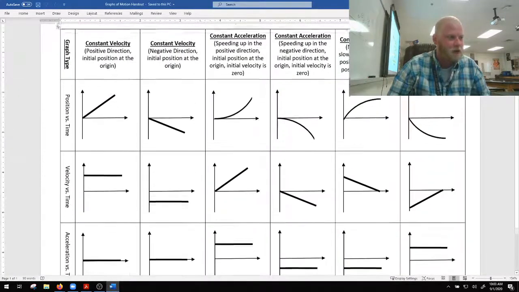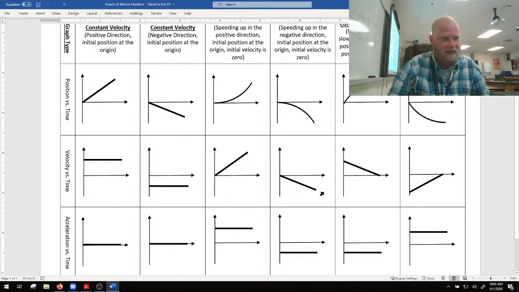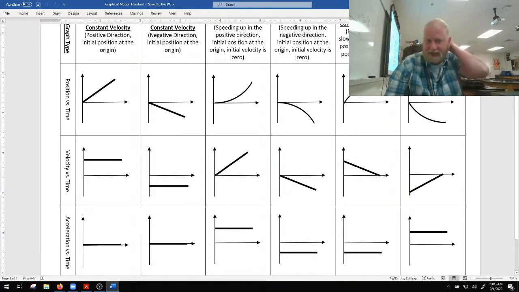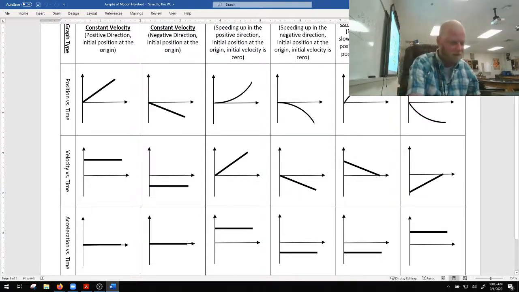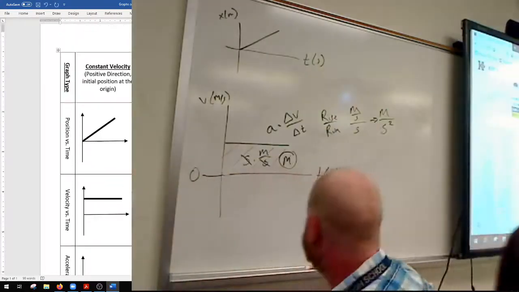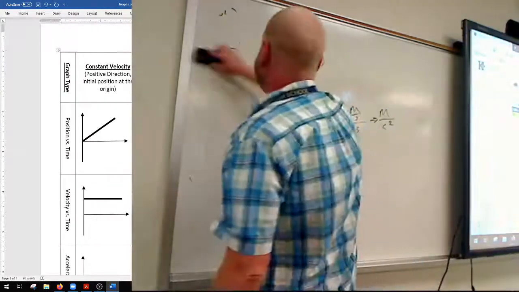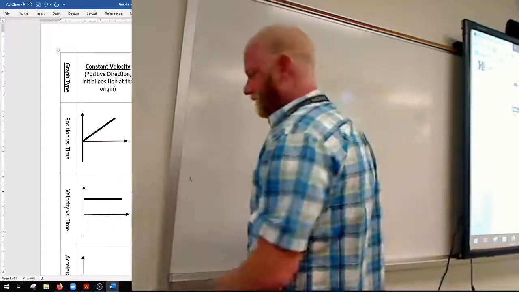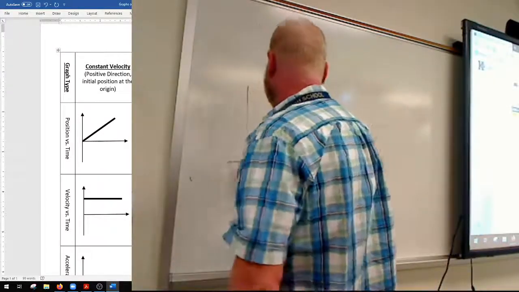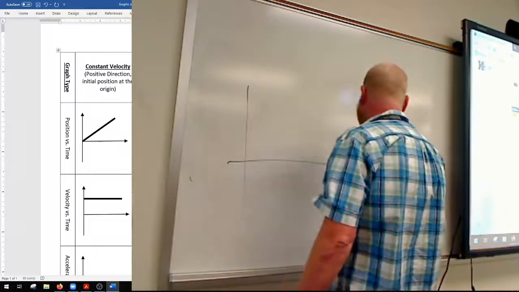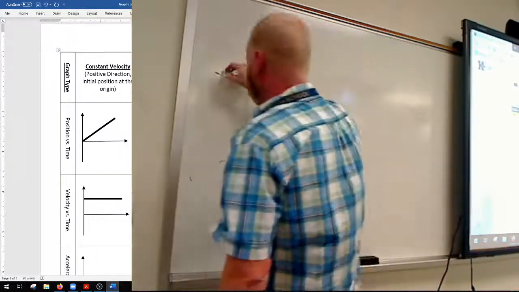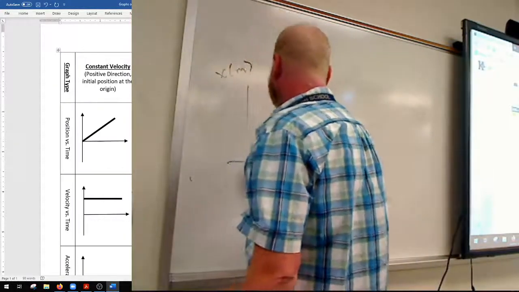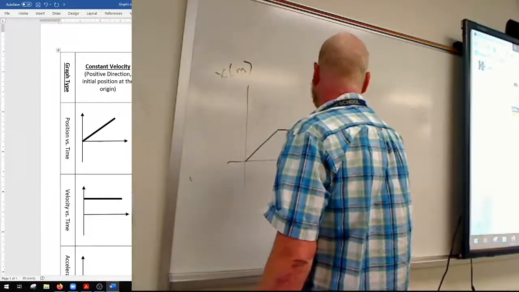Now again, I would take a look in depth at this document. It's real handy. Yeah, your graphs may be a lot more complex, like say something that looks like, say a position versus time graph that looks like this.